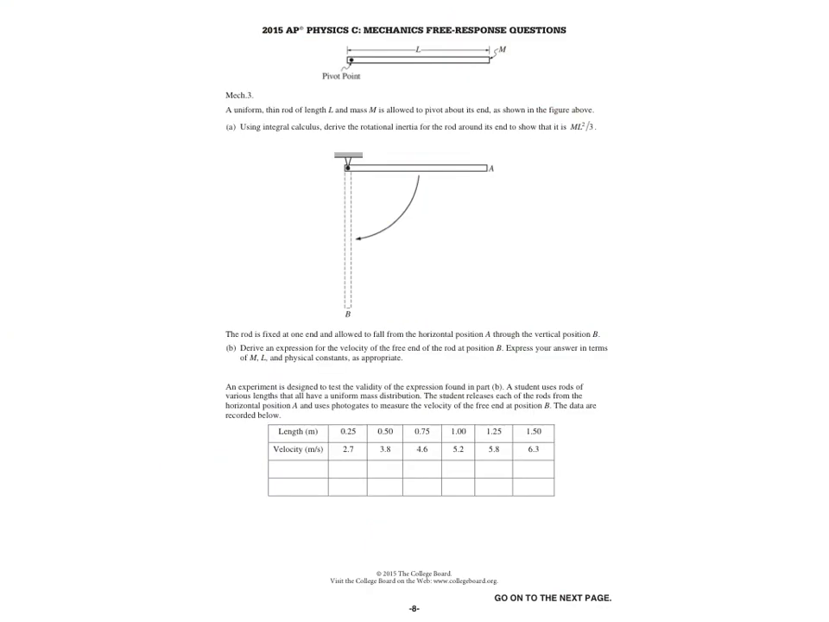All right, and last one. Yay, almost done. Okay, so using integral calculus, derive the rotational inertia to show that it's ml squared over 3. This has come up a couple times, so I probably want y'all to keep this one on hand. Basically, I is equal to the integral of r squared dm.